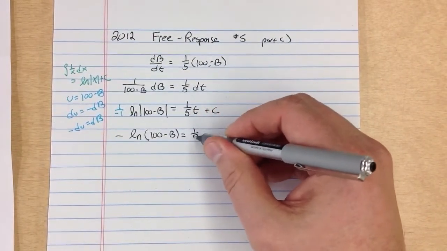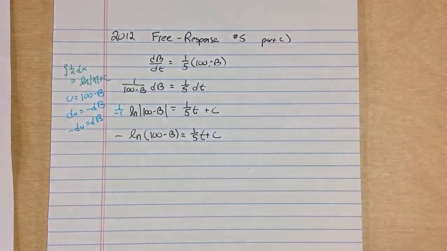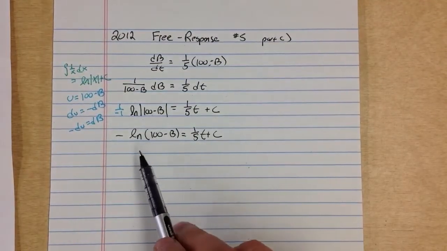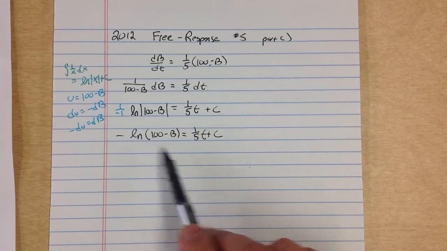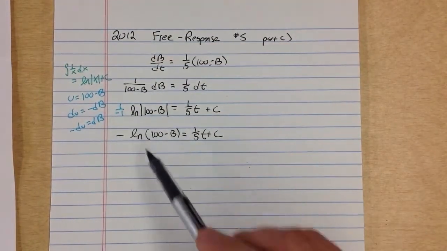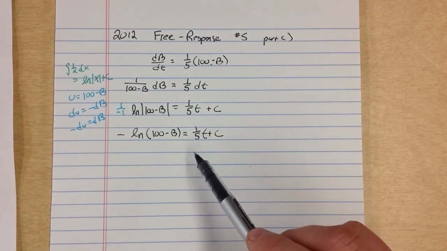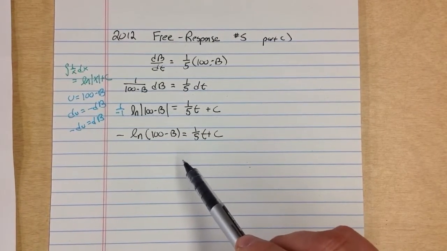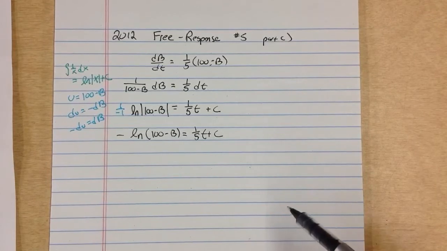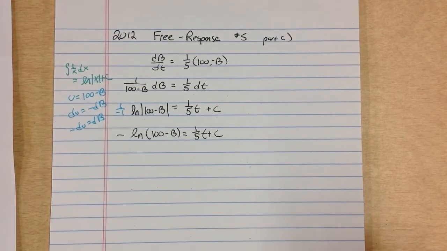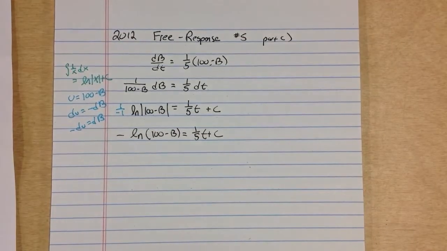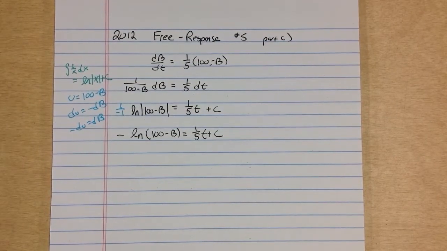And then that equals 1/5 t plus c. Now our job is to solve this for b. So right now we have a relationship between b and t, but in order to say that we've found a solution for the equation, we really need to get that b by itself. And one thing we might do is find the value of c right away, because we have this particular solution.